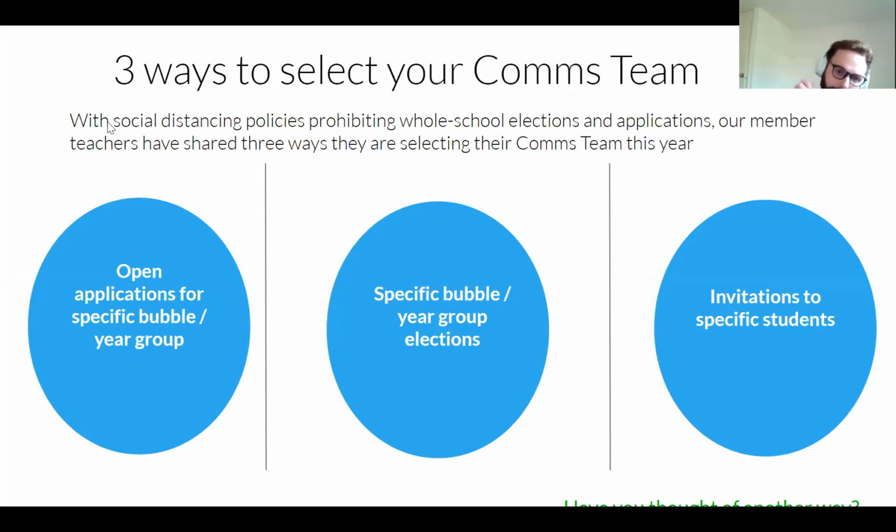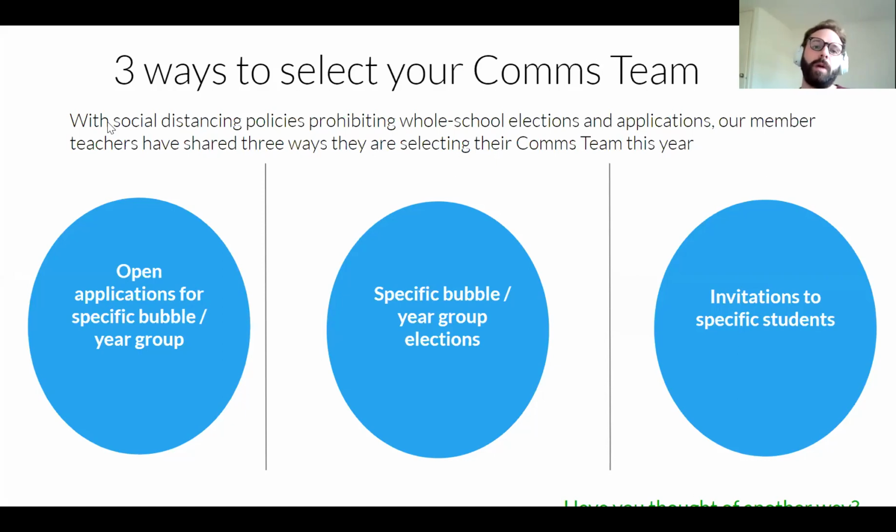So, okay, what are the 3 ways that we are suggesting, or that our expert teachers more accurately are suggesting, you select your comms team this year? So there are open applications for a specific bubble or year group. This is what Laurie is doing in Richard Alabon, and we'll talk about that in a moment. We've got another option, which is to have specific bubble or year group elections. This is a slightly more complicated one, but I think it's really worth us spending some time on.